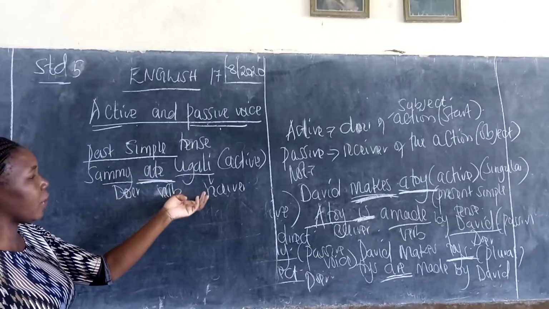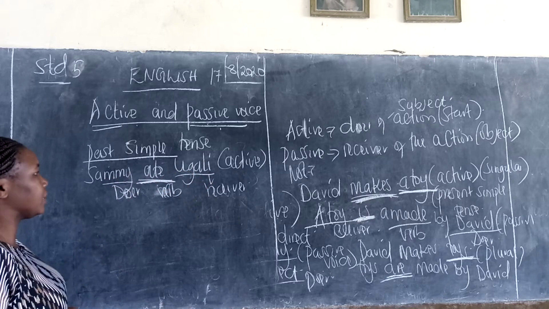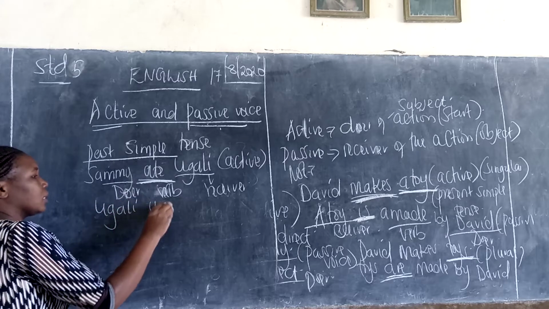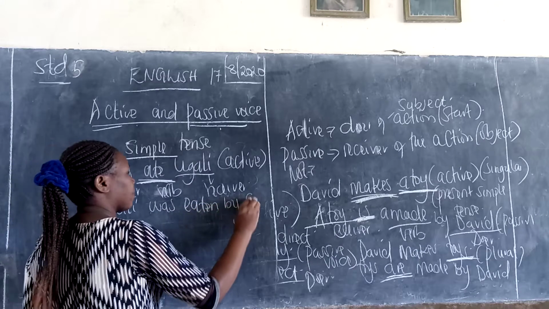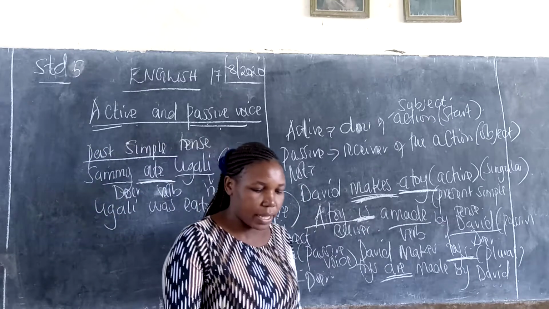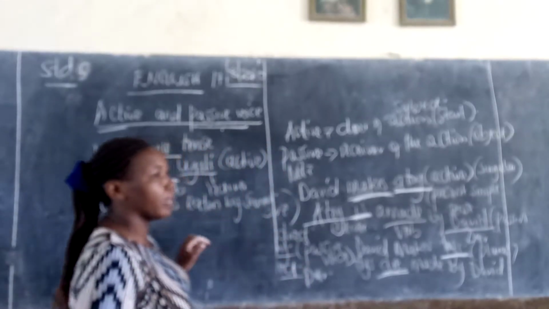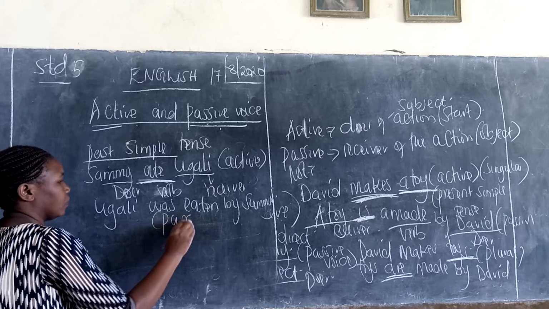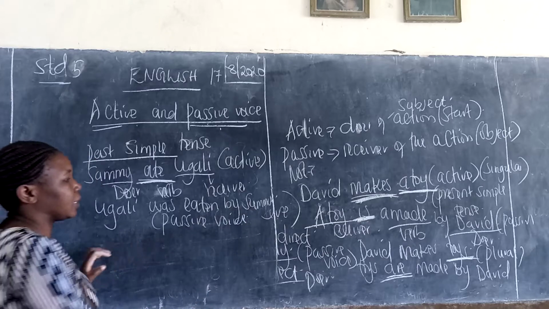So how do we change our sentence from active to passive? We will say ugali was eaten by Sammy. Our sentence now is in passive voice.